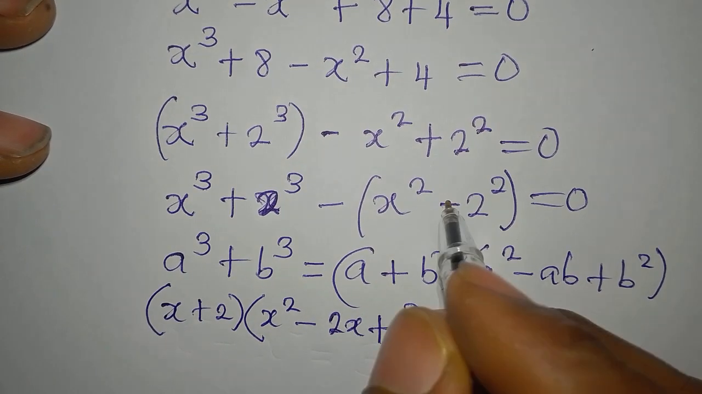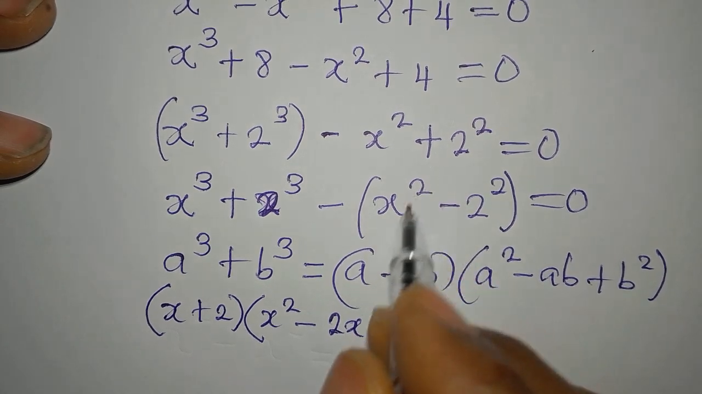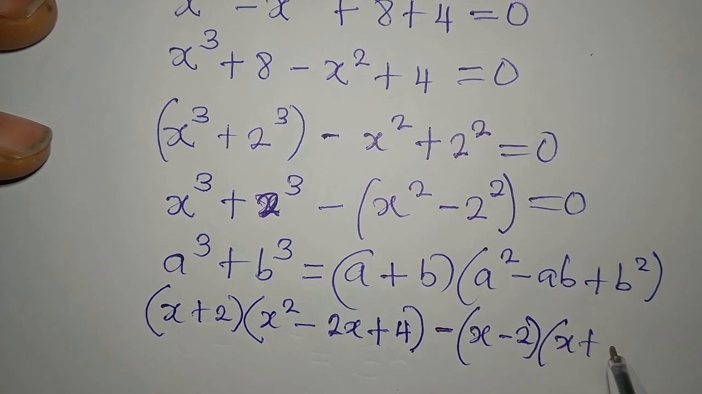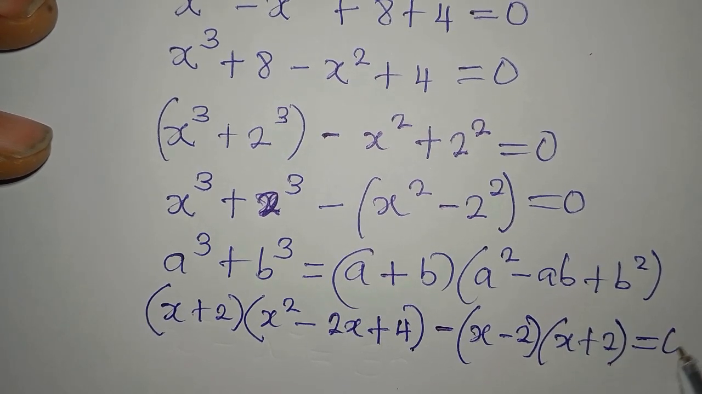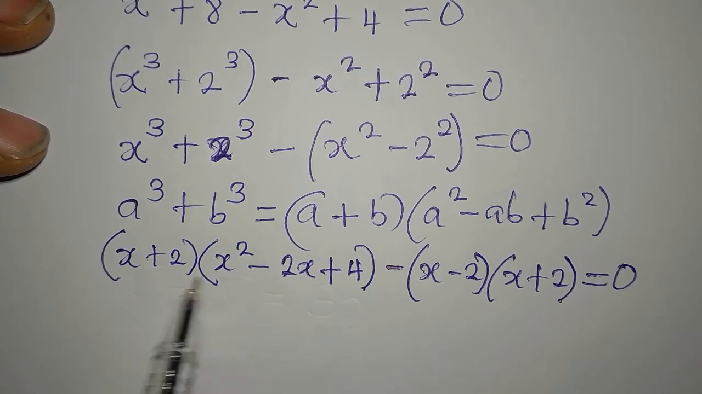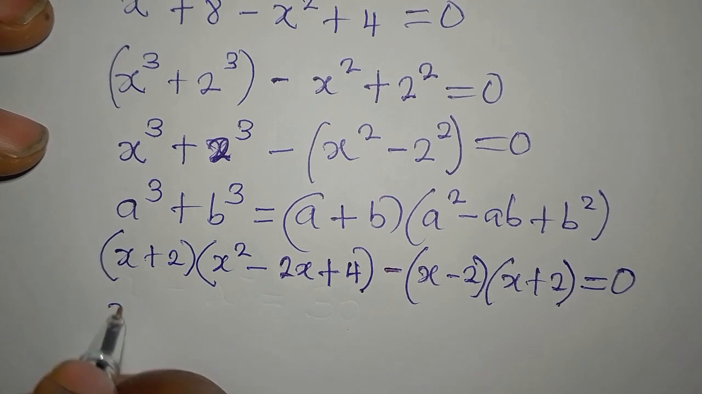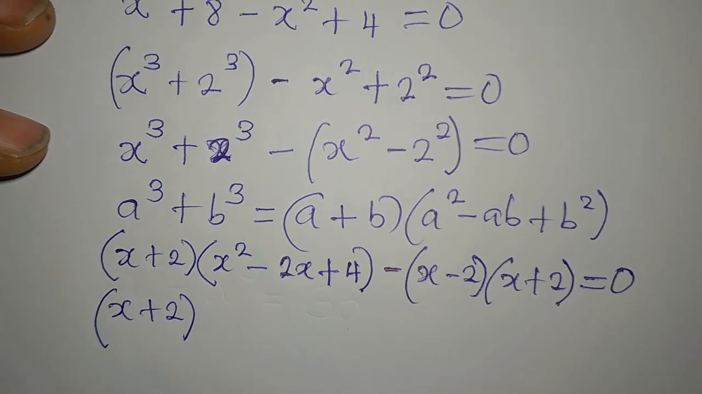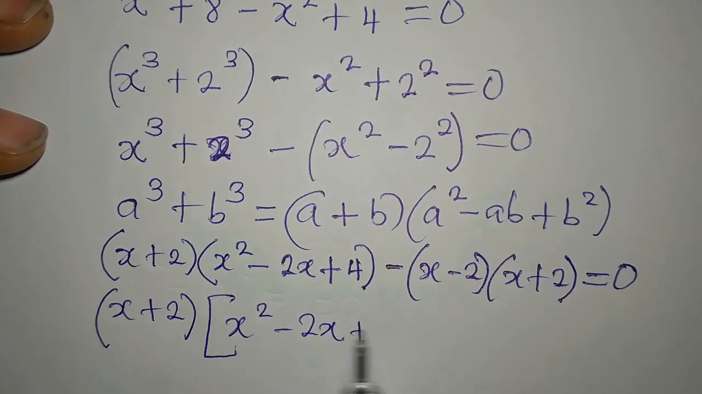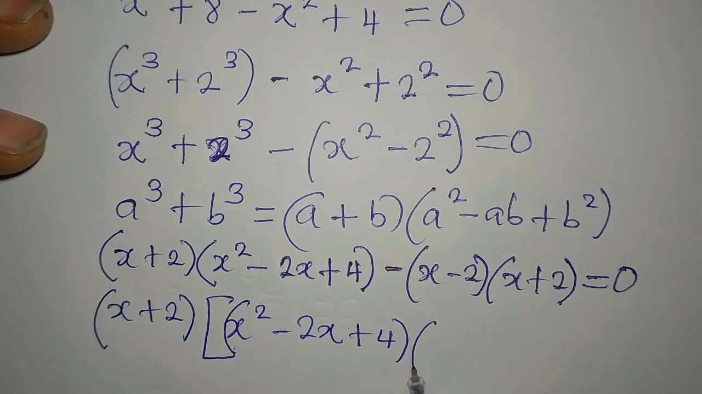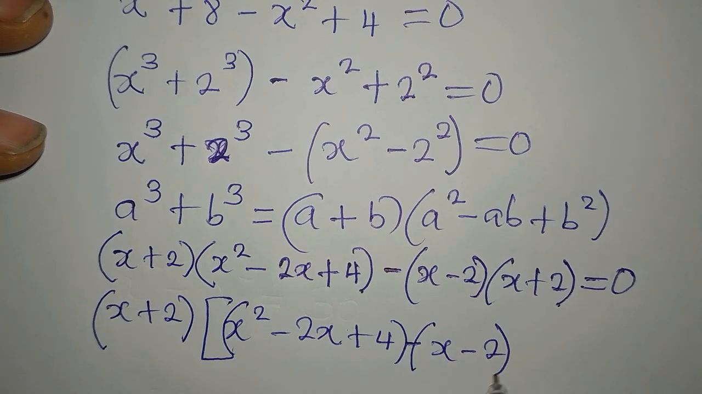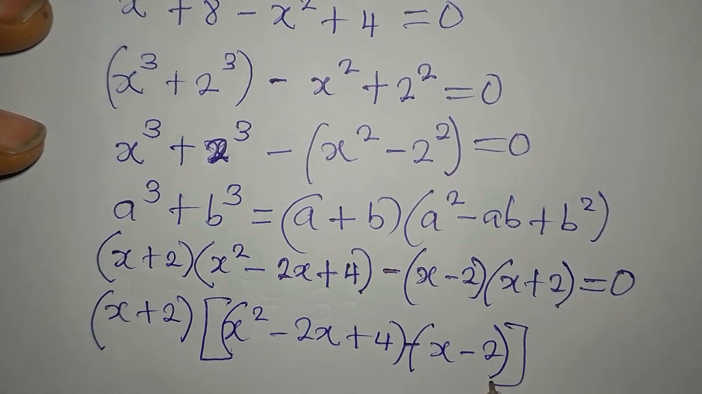Close this. Then I go over to that. Minus, this is difference of two squares, so I write x minus 2 into x plus 2. And then everything is equal to 0. If you look at this, x plus 2 is common, so x plus 2 is out as a common factor. Then here I have x squared minus 2x plus 4. Then I have, there's negative here, right? Negative x minus 2. This is already out, so we equate this to 0.